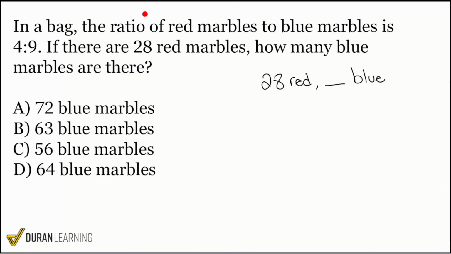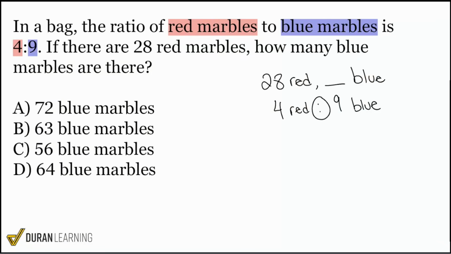In a bag, the ratio of red marbles to blue marbles is 4 to 9. So what does that mean? No problem. We see here that the ratio of red marbles, red being first, is 4. And then compared to blue marbles, that's 9, the second number. So now I am confident that I can compare 4 to 9 when it comes to red versus blue.